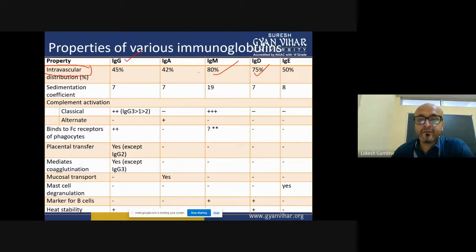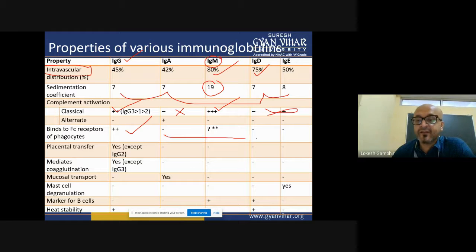Then in terms of sedimentation coefficient, please remember IgM is pentavalent. That's why it is 19S. Otherwise, everything is 7S or 8S. Complement activation: IgG is able to activate the complement pathway. IgM can also activate the complement pathway, but A, D, and E will never activate it. IgG can activate phagocytosis; the remaining will not be able to do so. Placental transfer is only IgG. It is responsible for transferring immunity from mother to the fetus.